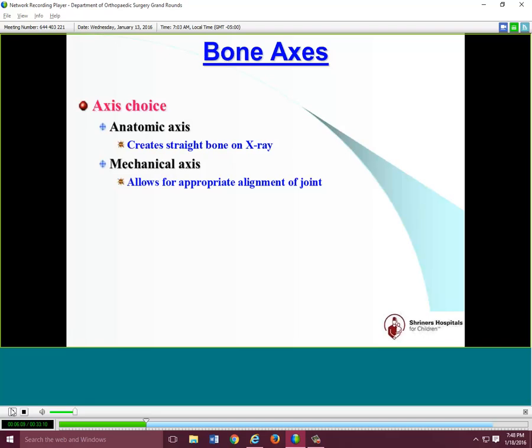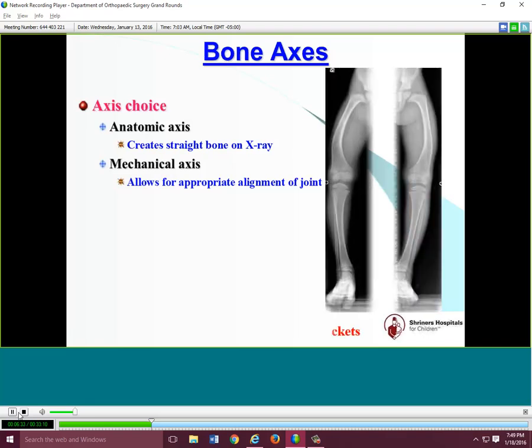So when do you use the anatomic axis? When do you use the mechanical axis? So on the anatomic axis, you could create a straight bone on X-ray because you'll just kind of look at more the middle part of the bone and get that all to line up. Whereas on the mechanical axis, if you're trying to straighten that up, you can actually get the joints to line up well. And I think everybody kind of gets comfortable using one versus the other.